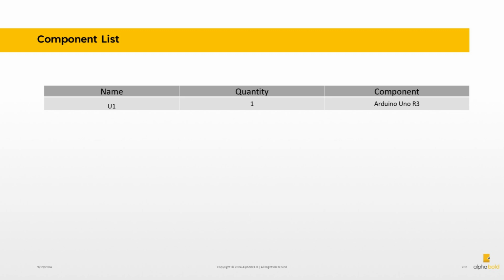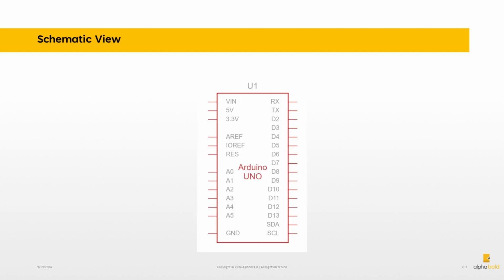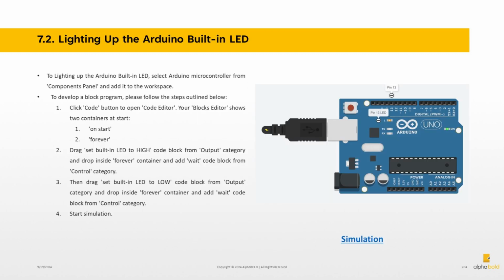For this program, you just need the Arduino Uno board. Observe the D13 pin on the schematic. The digital pin 13 on the Arduino Uno is by default connected to the built-in LED on the board. To light up the Arduino built-in LED, select the Arduino microcontroller from the Components panel and add it to the workspace.